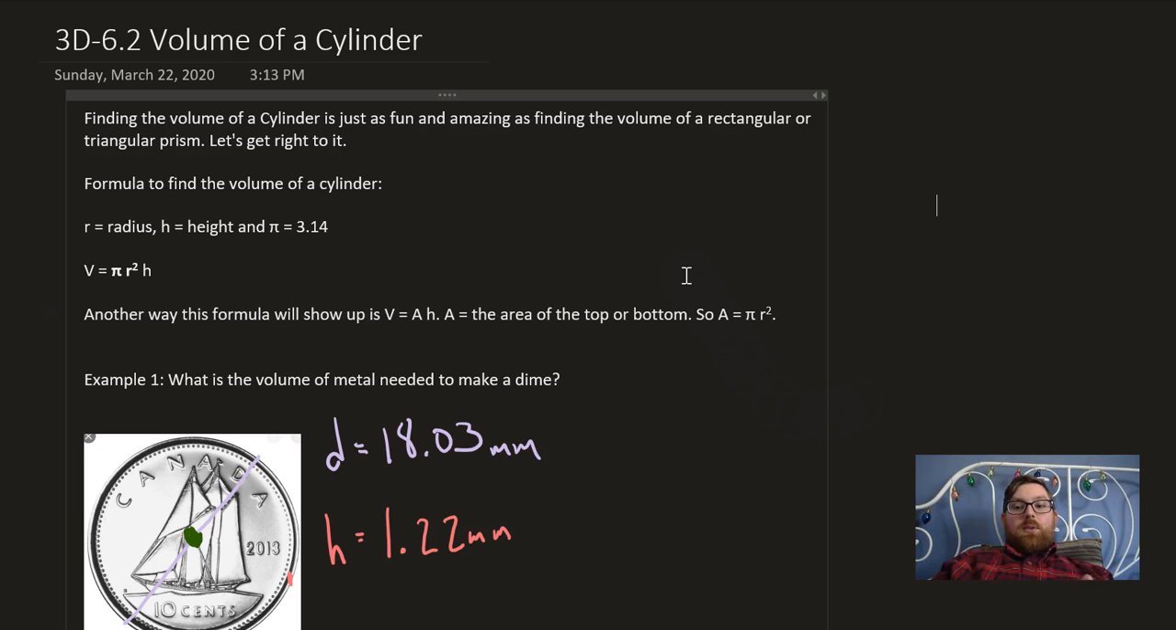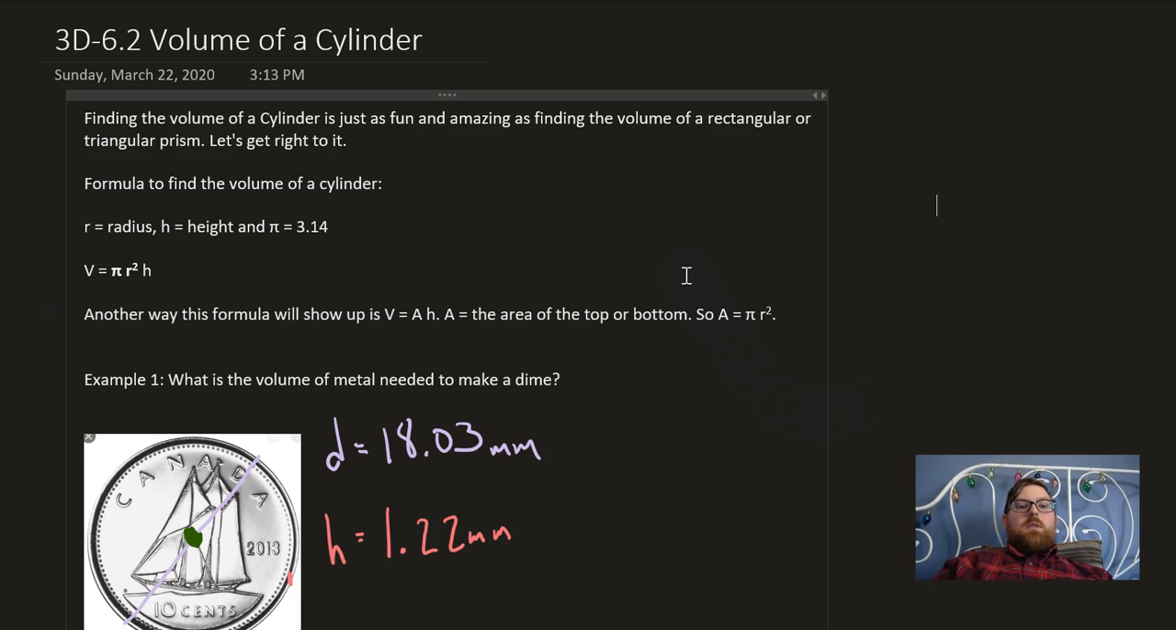3.14. Now, we're doing this for grade 8s, right? If you're in grade 9, you might want to use the pi button on your calculator. If you are just a little bit off because you are using the pi button on your calculator, that's fine. It's okay. There are just minor differences, okay?